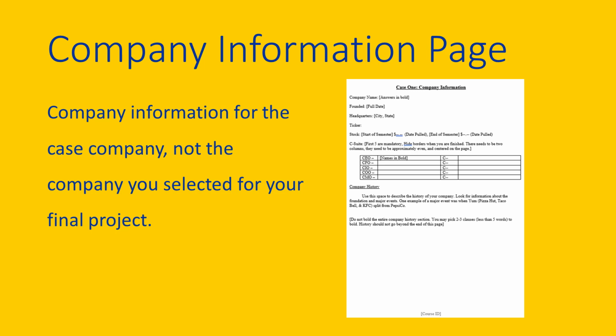The C-suite table trips people up in 3 ways. First, people don't remove the instructions. Second, students forget to hide the borders. And third, students leave answers in the first column blank because they can't find what they're looking for. This problem is fixed by emailing me early when you run into this problem. We will discuss what you've done and how to move forward based on your company.